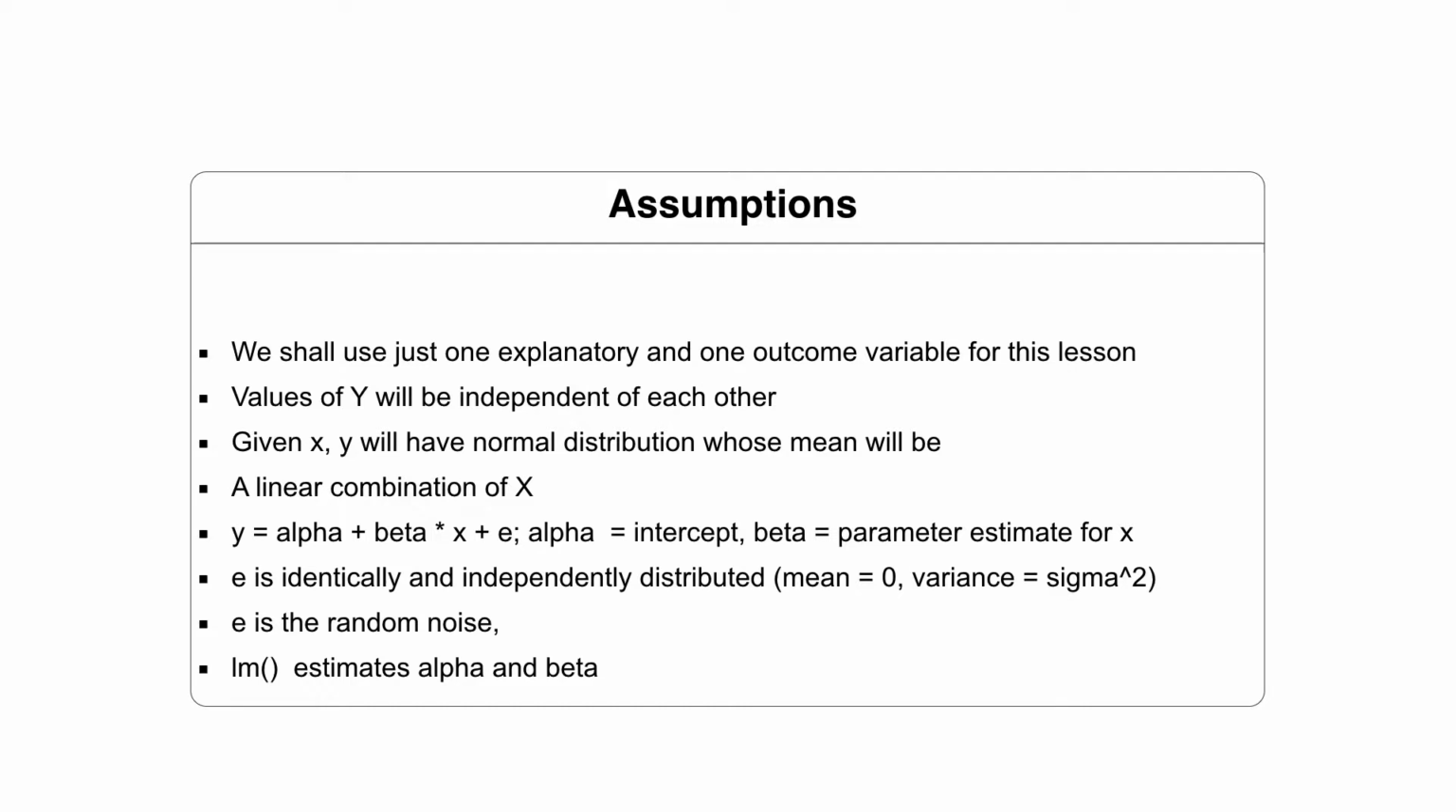Now, before we get into the nitty-gritty of using simple linear regression in R, let us reiterate some assumptions of multivariate or simple linear regression. The first is this, that in this particular case, we shall use just one explanatory and one outcome variable for this particular session. We assume that the values of y will be independent of each other. This is a very important point you must note.